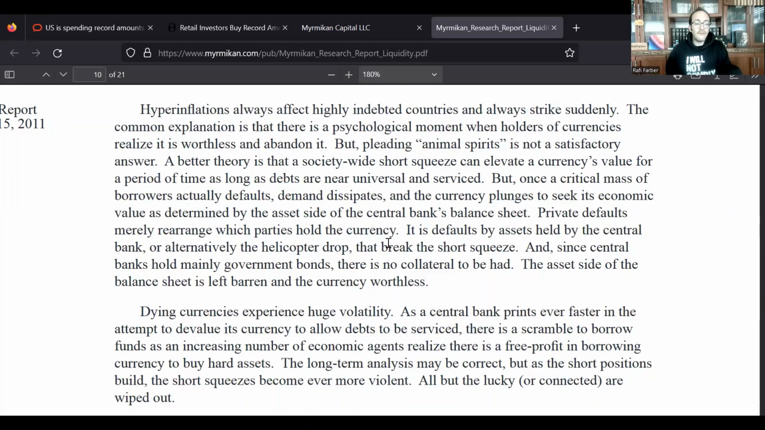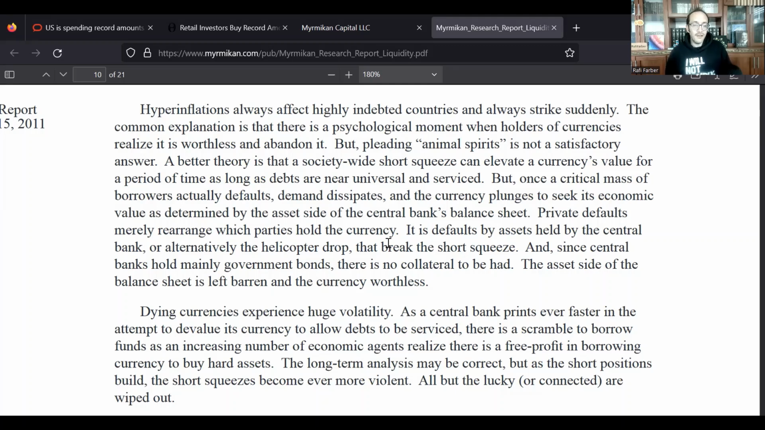Let's read one paragraph from his work. He wrote back in 2011. It's this paragraph that is key to understand. He writes, hyperinflations always affect highly indebted countries and always strike suddenly, meaning there is not any time to prepare. Once you see prices really starting to move, it's already too late. You got to prepare when the situation is more frustrating. When gold and silver have down days like yesterday, that is when you have to prepare, when you look stupid for doing it.